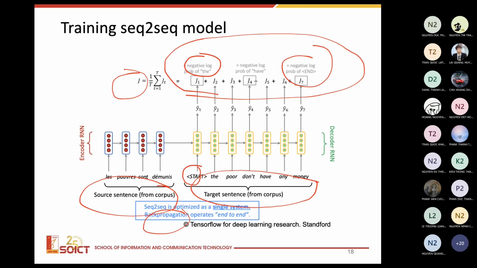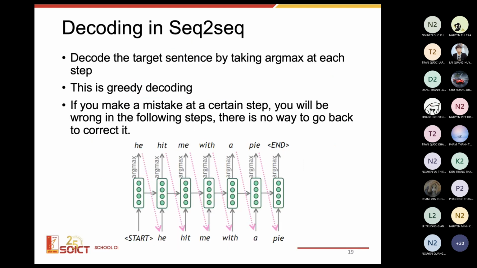So remember that for this model, we have two specific components, the encoder and the decoder. But for training here, we actually optimize the two encoder-decoder networks as a single system. So we consider them as one big neural network, and we do the backpropagation from the end to the start, right? So it operates end to end. We optimize the weights of both RNN networks simultaneously, right?